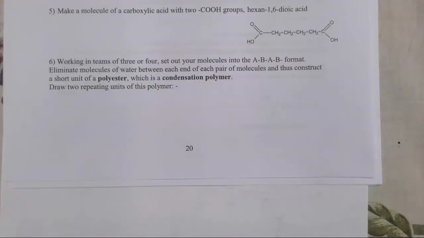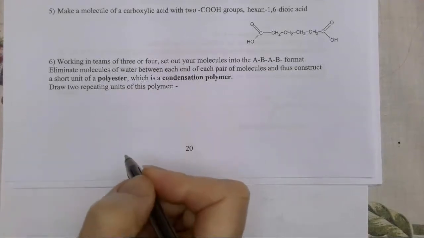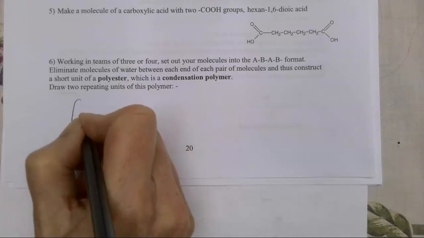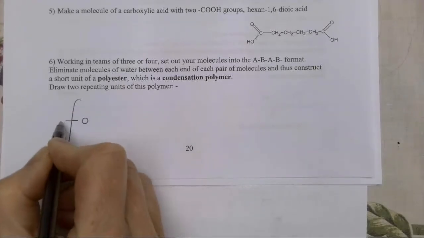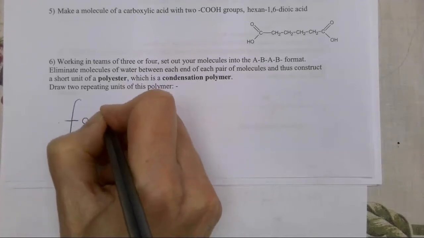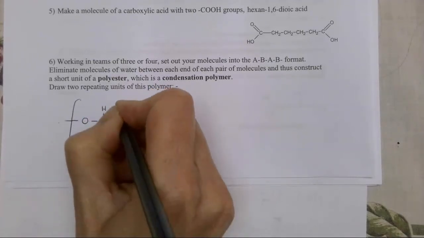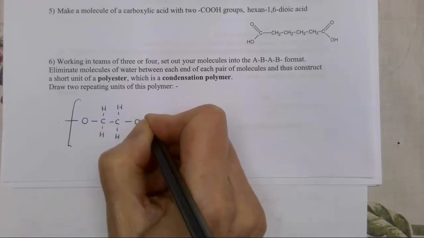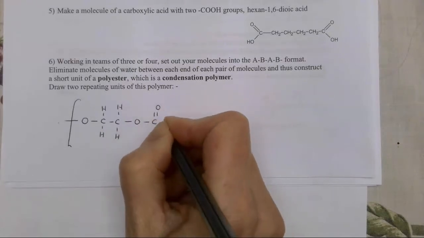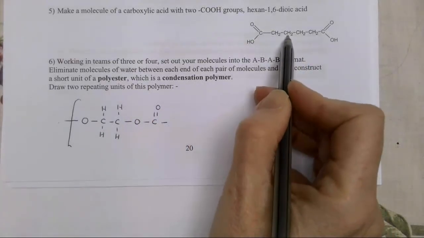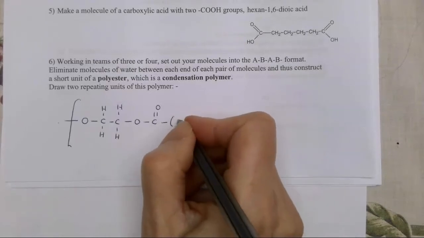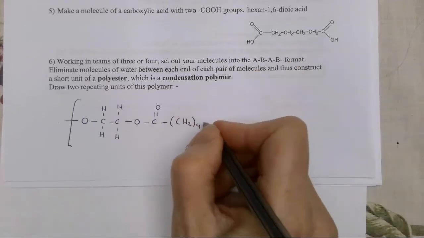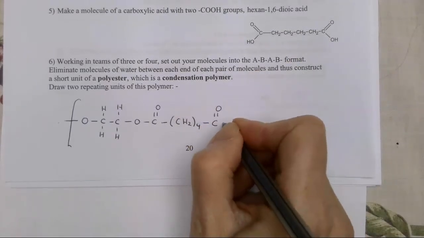So what we're going to get when we add these two together, and we're going to draw it as 2 repeating units of this polymer. I'm going to start with my alcohol functional group, so I've got that linking oxygen and that linking line outside of the box. Then I've got my 2 carbons to another oxygen at the other end. That is joined on to the carboxylic acid functional group, and then I've got these 4 CH2 groups, because there's 1, 2, 3, 4 of them. Then I've got another C double bond O, and that is joined on.